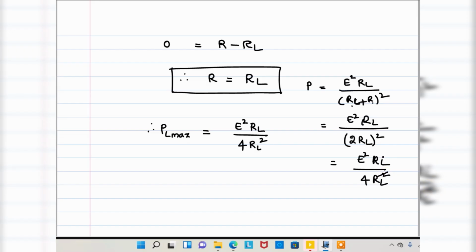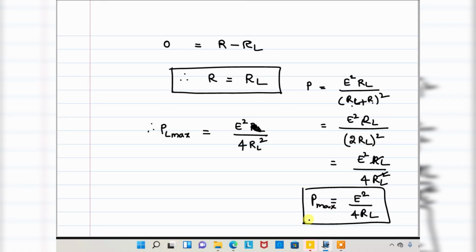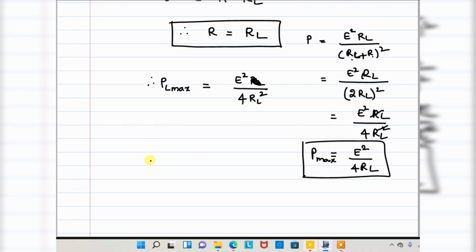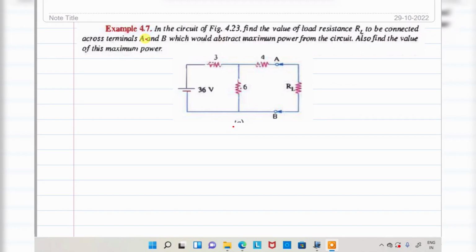So this one RL gets cancelled. So what did you finally get? E square divided by 4 RL. This is the maximum power formula to find out the maximum power. So this is the maximum power formula, P maximum is equal to E square divided by 4 RL.